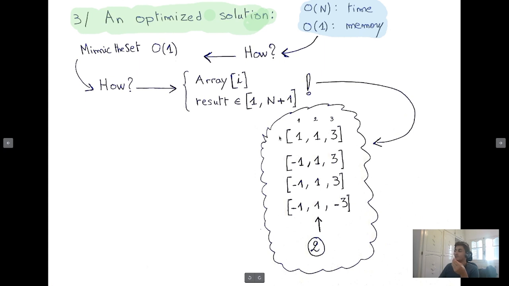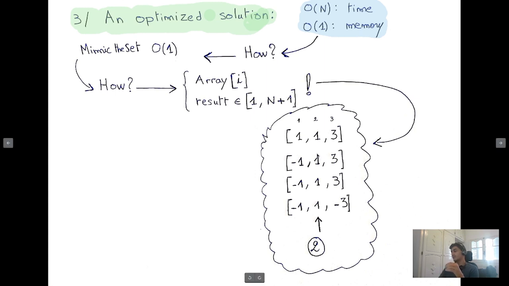So for this first example, we have 1, 1, and 3. We will go through the different elements. We have 1, so we will go to the element of index 1, and we will assign the negative version of it. Okay, so 1, 1. Second, we will move forward.